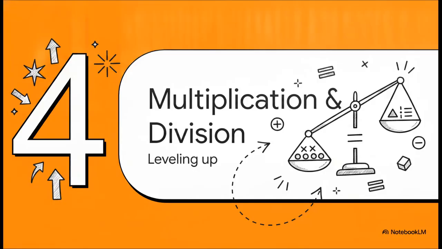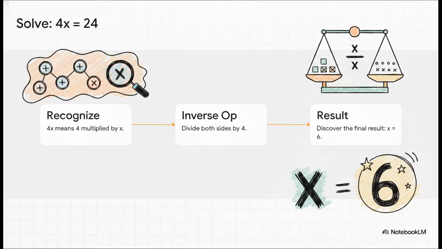All right, time to level up. Section 4, multiplication and division equations. We're leveling up our balancing act here. Let's break down this multiplication example. Solve 4x = 24. Now, step 1 is actually where a lot of people stumble, so recognize that 4x actually means 4 multiplied by x. That 4 is called a coefficient.